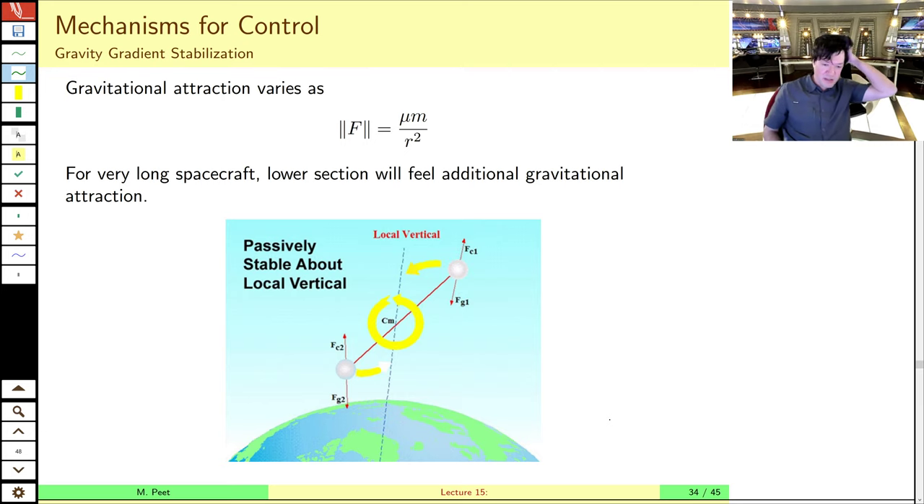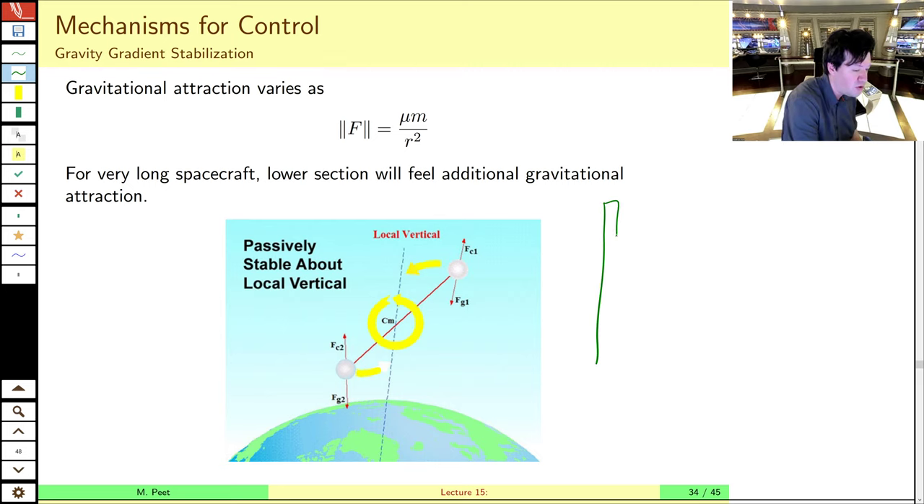Right. So that's CMGs. Those are the two prereqs, the most common yet most complicated sources of attitude control. And from there we move on to some relatively simpler mechanisms for attitude control, which don't require quite as much explanation. The first of those is gravity gradient stabilization. Gravity gradient stabilization is relatively straightforward.